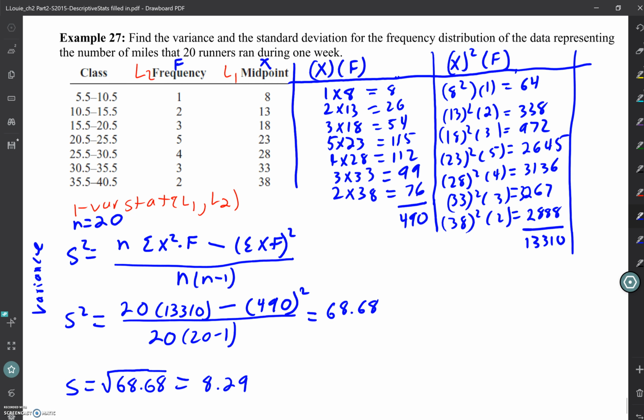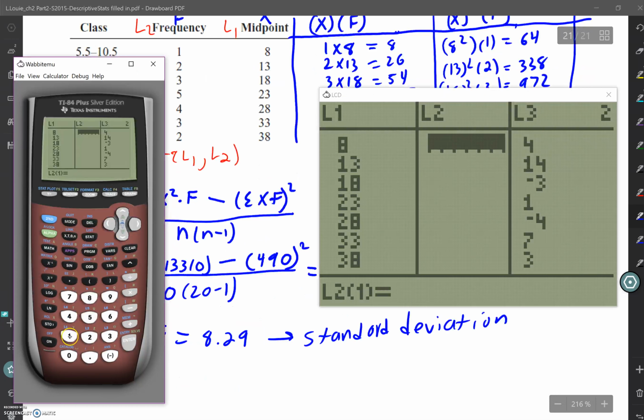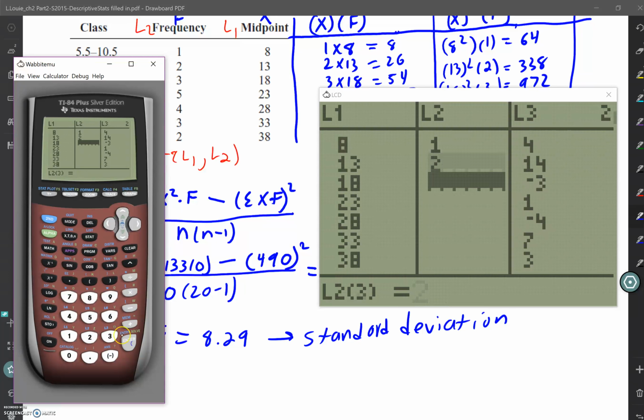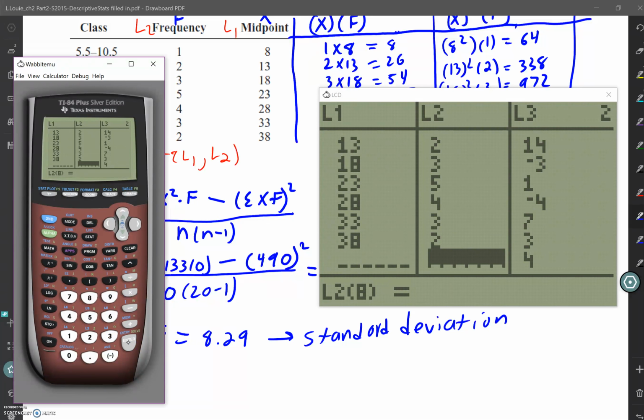Because it's only 20 runners, right? I probably don't have all the runners for a week. 1, 2, 3, 4, 3, and 2. And anytime I'm using a frequency list, it should be the same length as my data list. So it should be the same length as that midpoint list, so it knows how much each one of those numbers is supposed to happen.